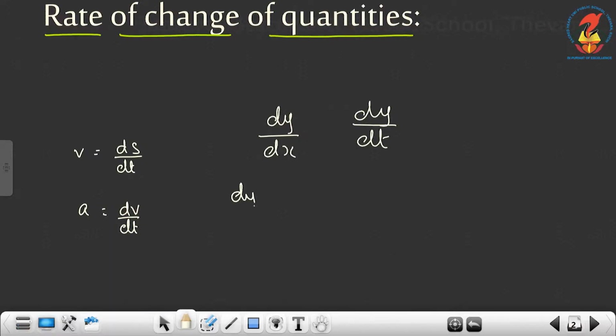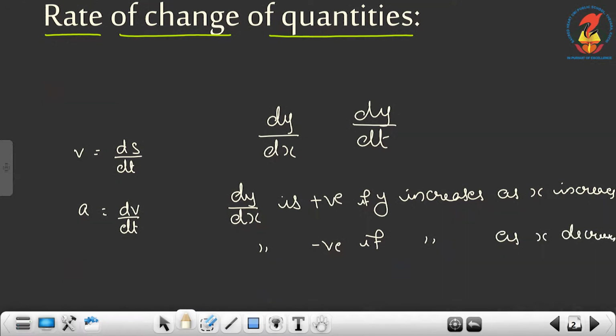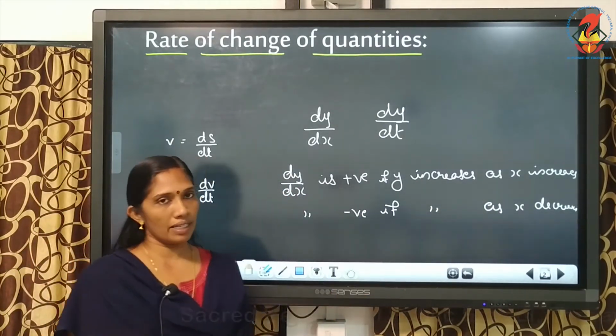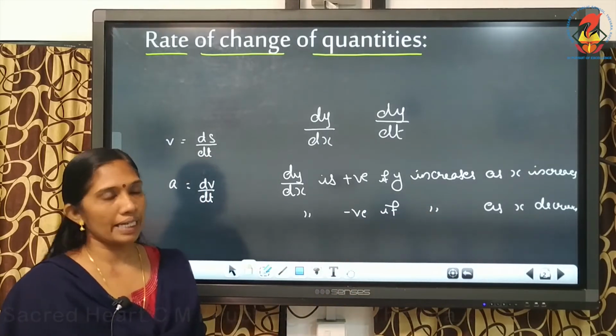Then another important thing: if dy by dx is positive, it means y increases as x increases. And if dy by dx is negative, it means y decreases as x increases, that is, y increases as x decreases.